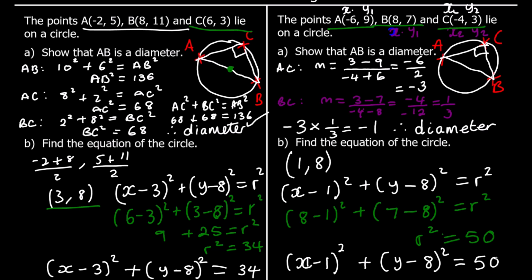And again, we can check with another point. So check with A. Negative 6 take away 1 is negative 7. Negative 7 squared is 49. 9 take away 8 is 1. 49 and 1 make 50.